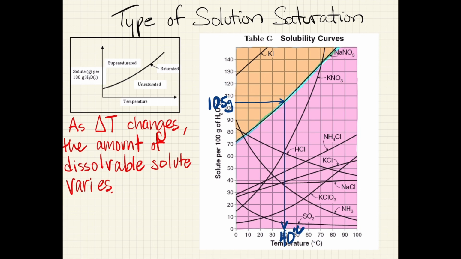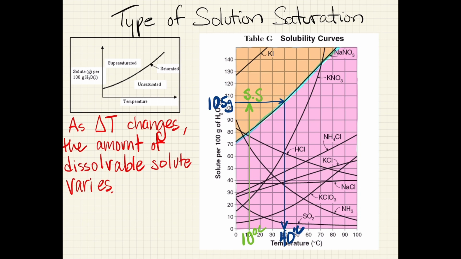Now, what would happen if we were to change the temperature and let's say drop it all the way down to 10 degrees? Well, we still have 105 grams of sodium nitrate dissolved into our solution, but you can see this puts us in what we call the supersaturated range, meaning because of the temperature, there's going to be some precipitate that will form on the bottom of our beaker.